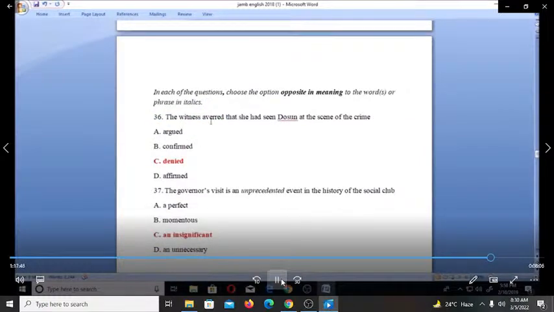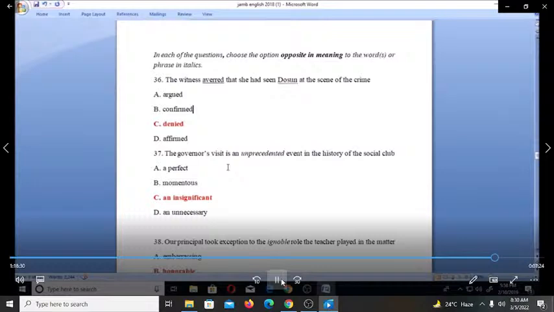The witness averred that she had seen the son at the scene of the crime. So what is the opposite in meaning to this word averred? The options are A, argued, B, confirmed, C, denied, D, affirmed. So the opposite to averred is denied. And you can also get the correct answer by simply knowing that confirmed and affirmed are almost the same thing, so there's no way they could have been the answer. So the answer should be denied, as it is the opposite of averred.